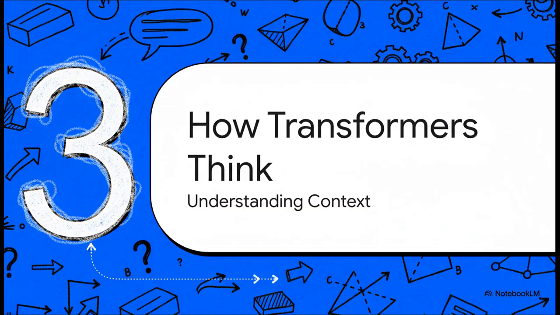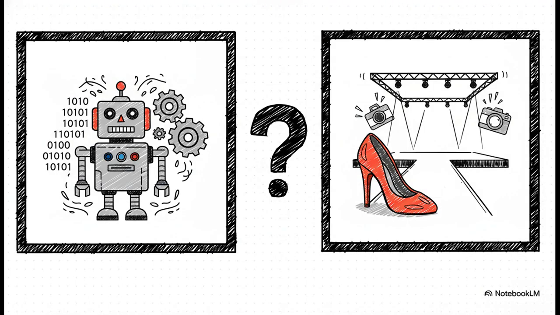Okay, so all our words are now points in this mind-bogglingly complex space. Now the transformer can begin its real work, figuring out how all of these words relate to each other in a sentence. This is all about understanding context. Just think about the word model, right? It could mean a machine learning model, or it could mean a runway model. The meaning depends completely on the other words around it. So how does a machine know which one you're talking about? That's the exact problem the transformer was built to solve.